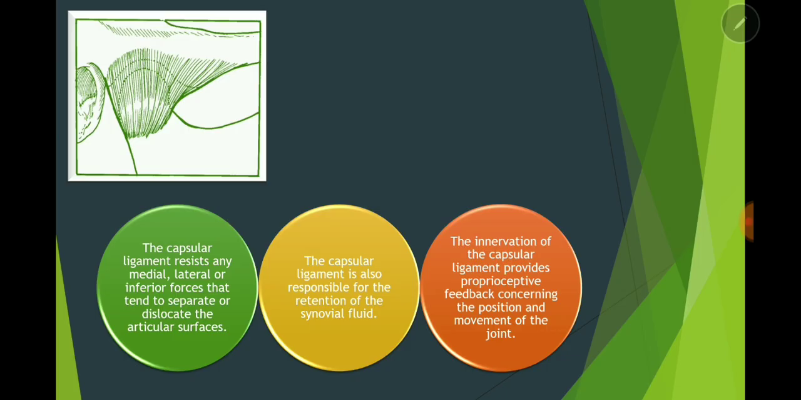What's the function of the capsular ligament? It resists any medial, lateral, or inferior forces that tend to separate or dislocate the articular surfaces. And this ligament is also responsible for the retention of synovial fluid. That's another function of the capsular ligament. So make sure you know the function of the capsular ligament really well.